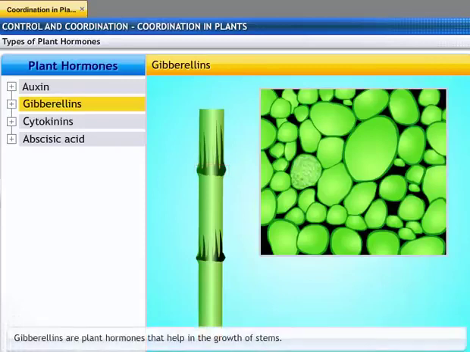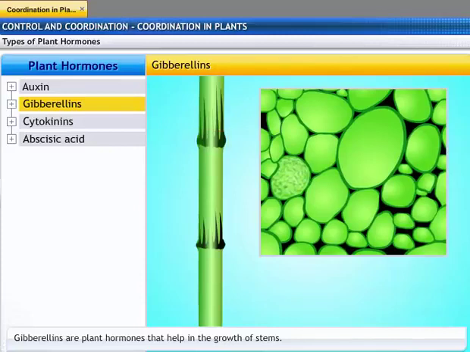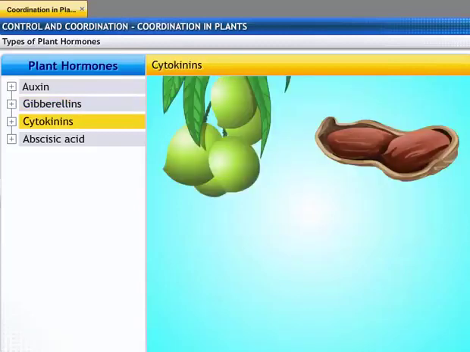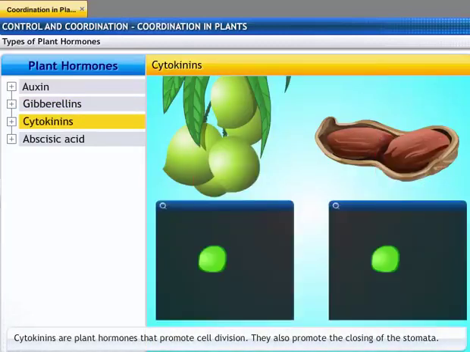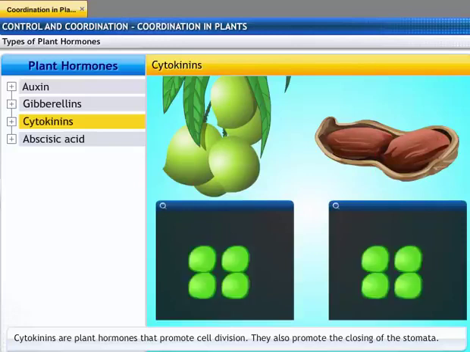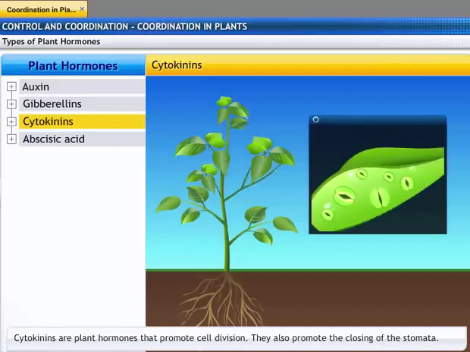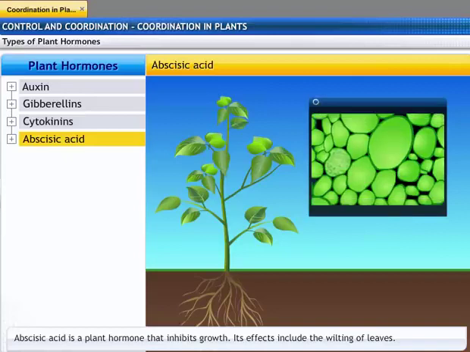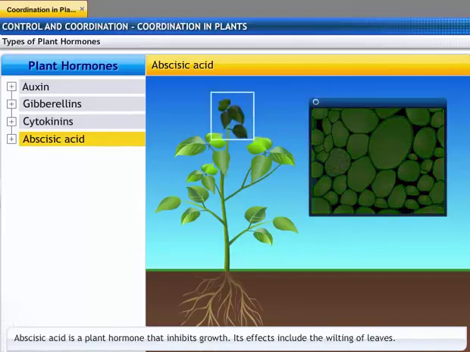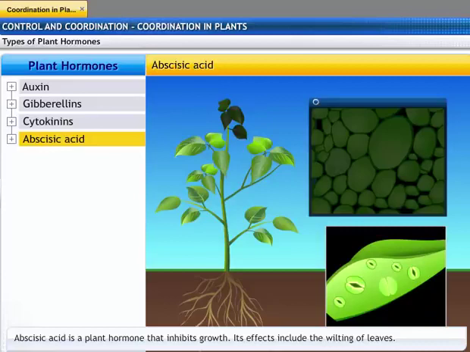Gibberellins. They help in the elongation of internode and play a role in the growth of the plant along with auxins. Cytokinins promote cell division. They are present in large numbers in areas of rapid cell division, such as fruits and seeds. They also promote the opening of the stomata. Plants also need signals to stop growing, and these are provided by the hormone abscisic acid, which inhibits growth. Its effects include the wilting of leaves and also promote the closing of the stomata.